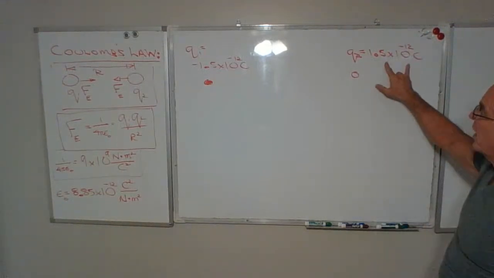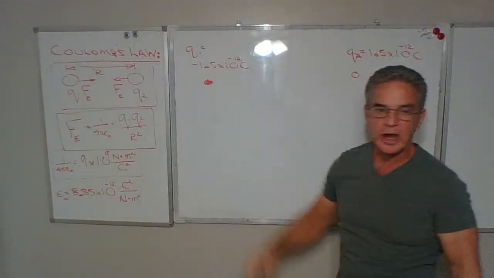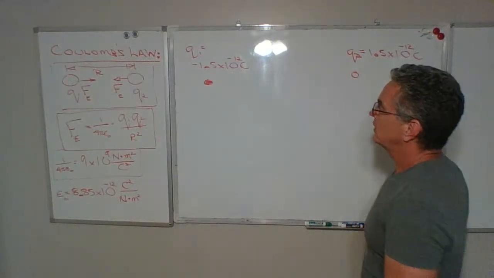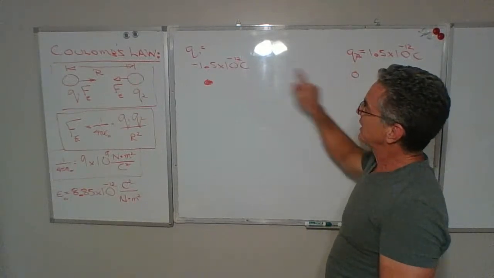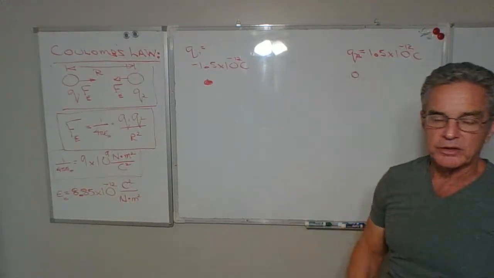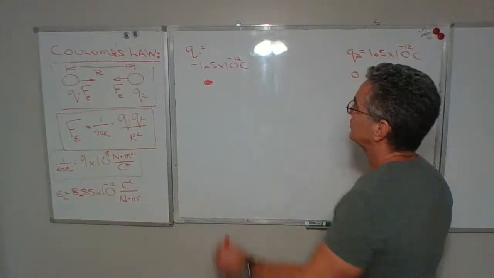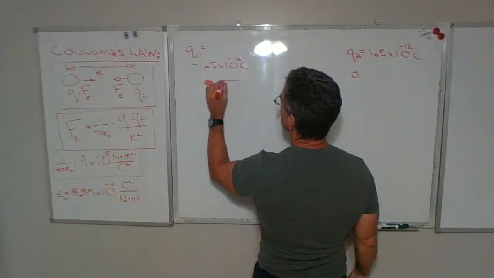Now, notice this one's positive, this one's negative. So remember, you can have positive or negative charge. So now, unlike charges, a negative and a positive, unlike charges attract. So now this is going to be an attractive force.